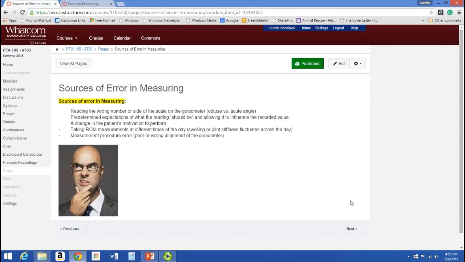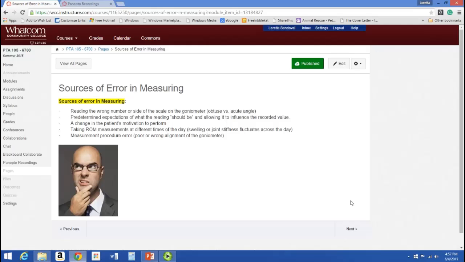So there are some potential sources of error in measuring. One of them is you read the wrong number or the wrong side of the scale on the goniometer. So you're reading the obtuse versus the acute angle. And that one can be eliminated with practice. Sometimes if you have predetermined expectations of what the reading should be, you can sort of allow that to influence your recorded value. Like you think, oh, they've got more than 90 degrees of knee flexion here. So your expectations can be a source of error in measuring.